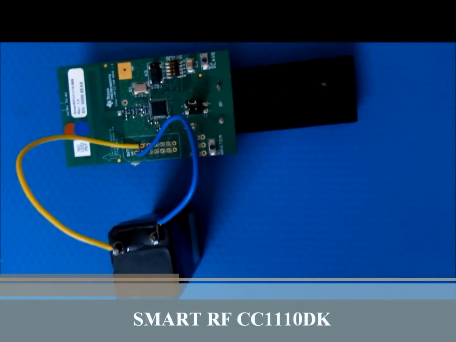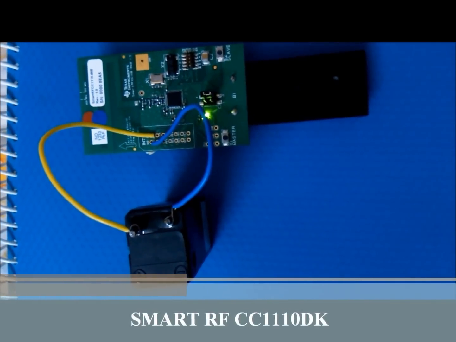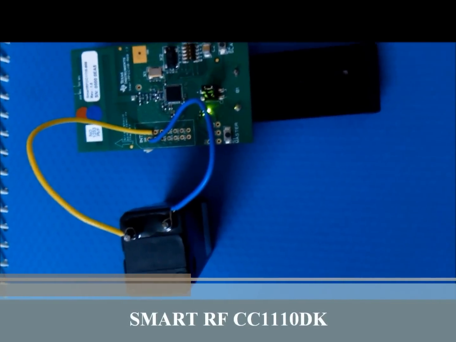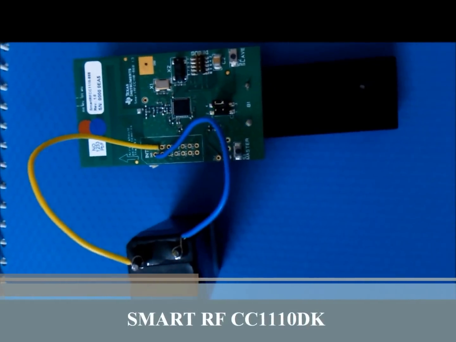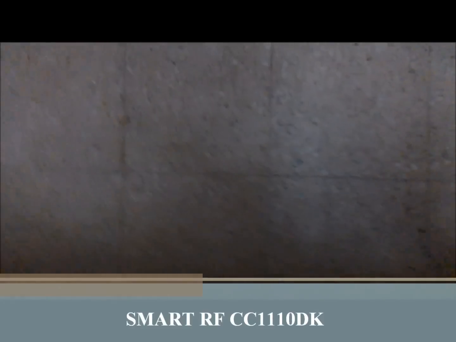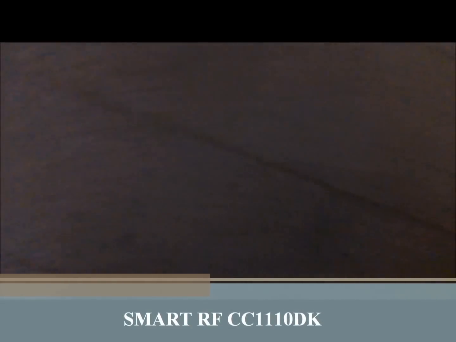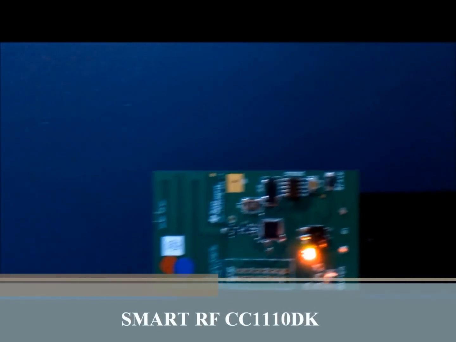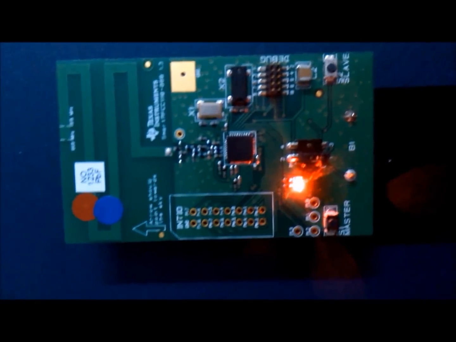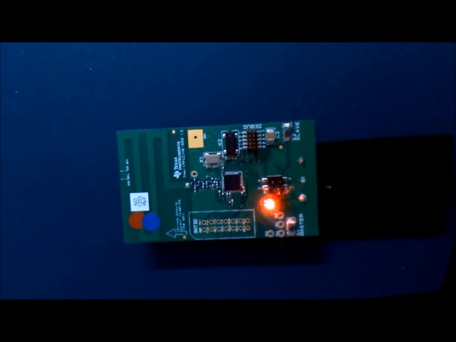Now I show the CC1110DK transmitting unit. It is programmed such that it sends a signal to the receiver whenever it receives a high input at pin 1.6. The receiver is kept at a distance from the transmitter. The output pin of the MSP is connected to the input of the transmitter. When the transmitter receives a high input from the MSP, the required signal is transmitted. This is the receiver which has received the desired signal.